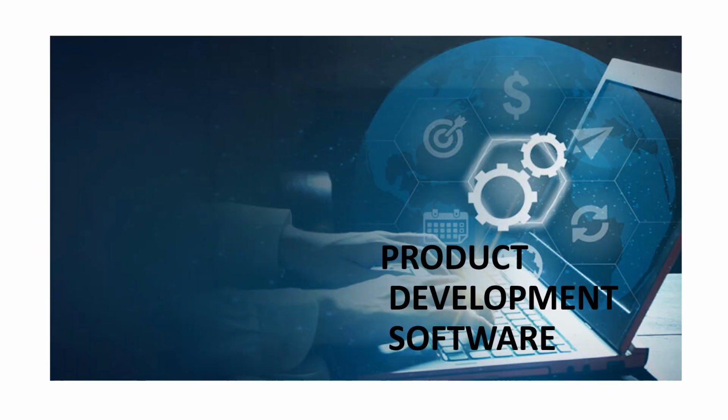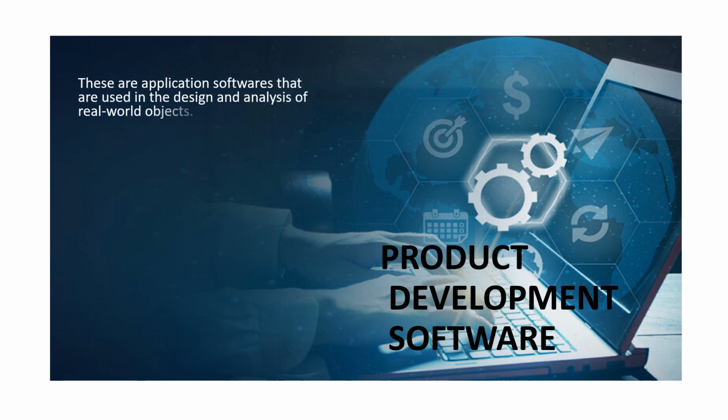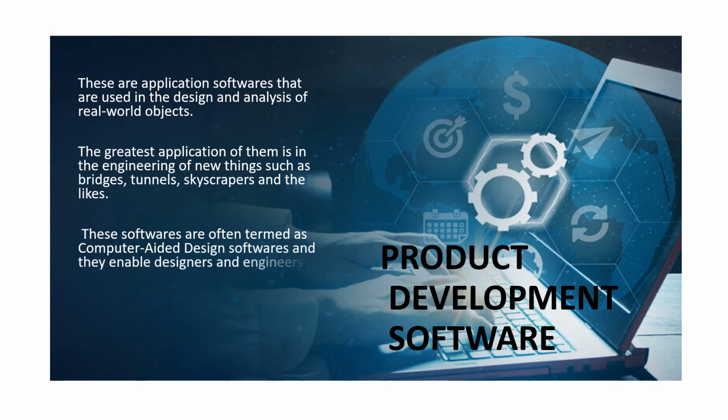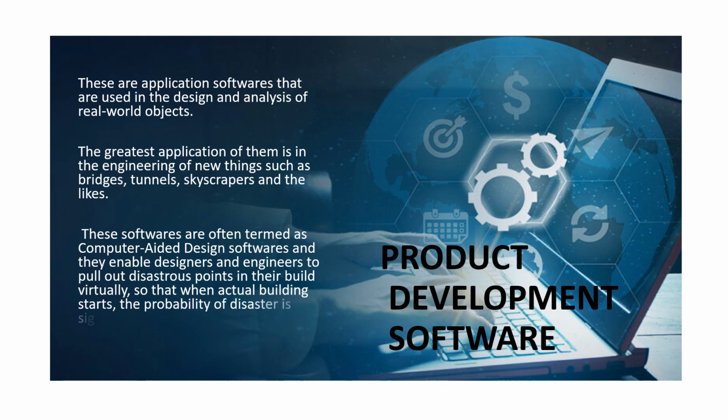And next is the product development software, a product development application. These are used in the design and analysis of real world objects. The greatest application of them is the engineering of new things such as bridges, tunnels, skyscrapers, and the like. So these software are often termed computer aided design software, and they enable designers and engineers to pull out the disastrous points in their build virtually, so that when actual building starts, the probability of disaster is significantly reduced.